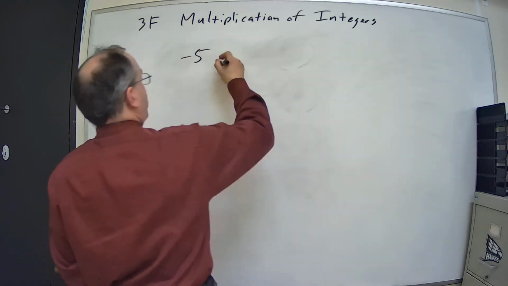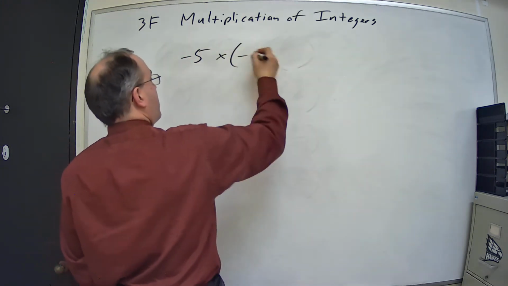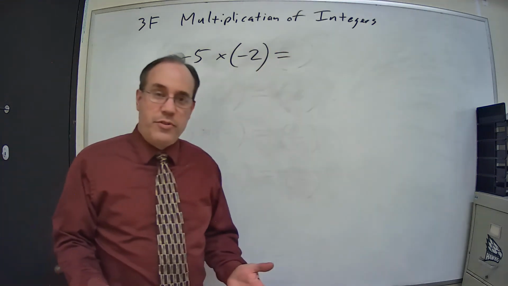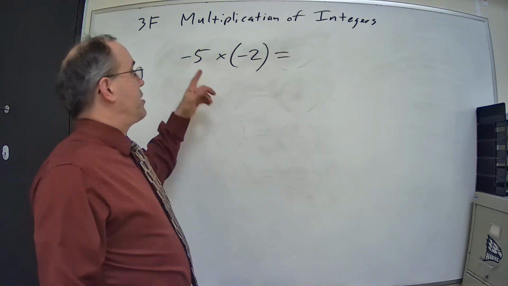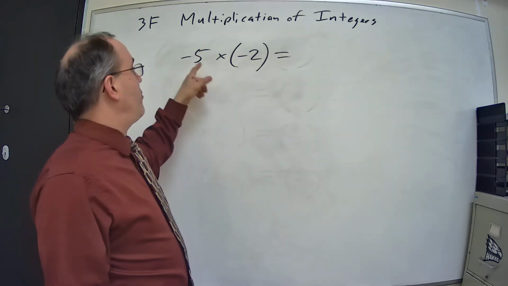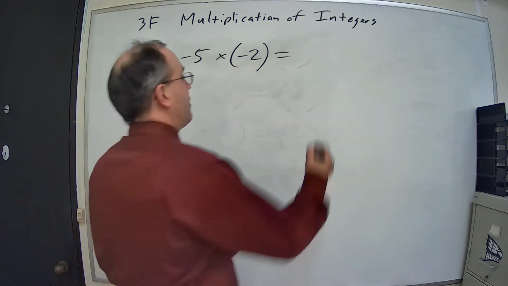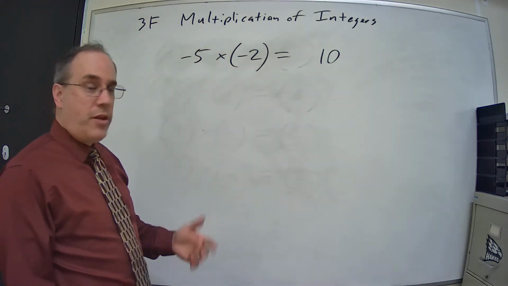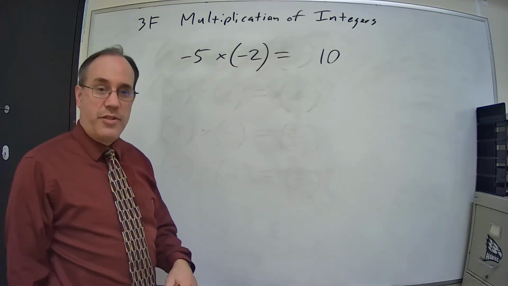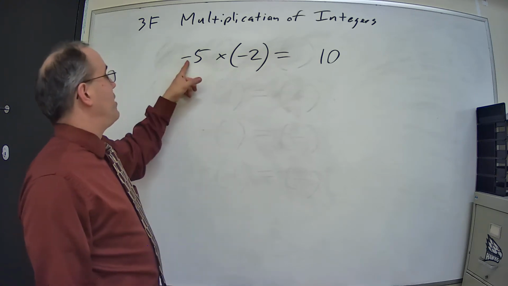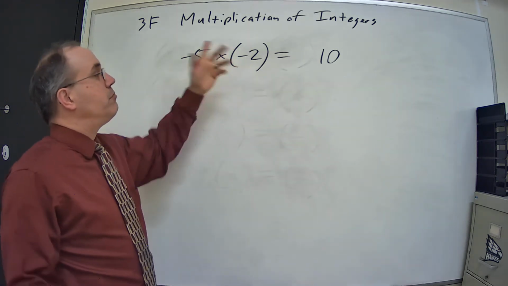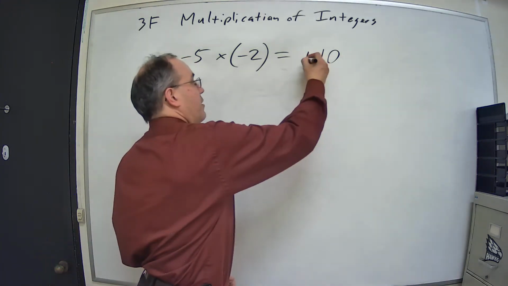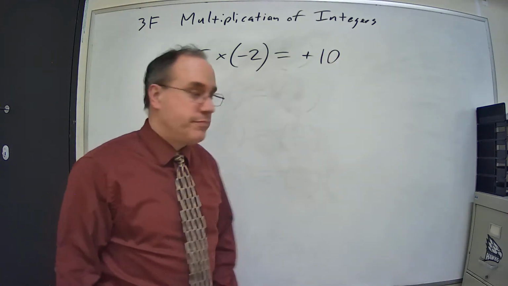Negative 5 times negative 2. We're multiplying signed numbers, so we're just going to multiply the values themselves. 5 times 2 is 10. And then we look at the signs. If the signs are the same, it's positive. If the signs are different, it's negative. We have negative 5, negative 2. Signs are the same. The result is positive, positive 10.